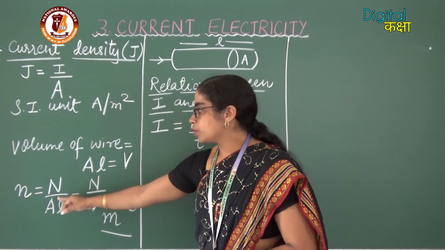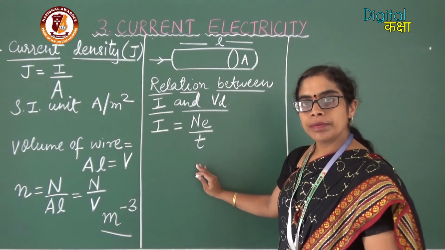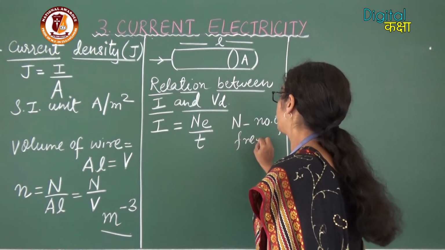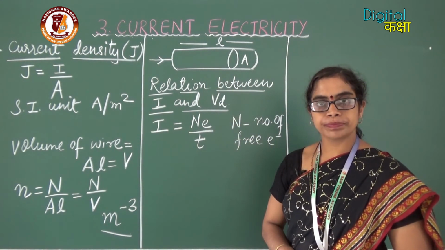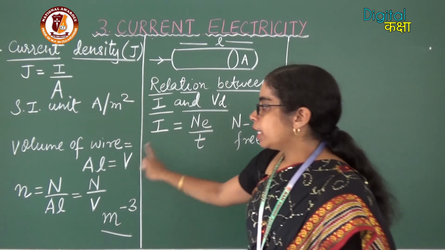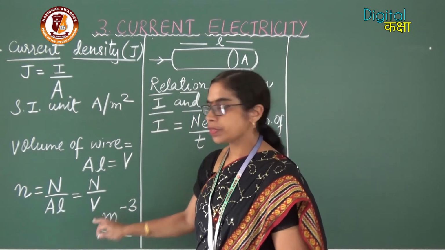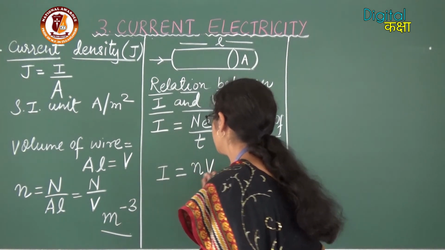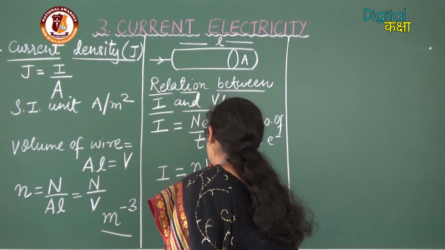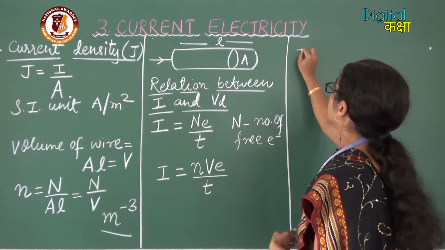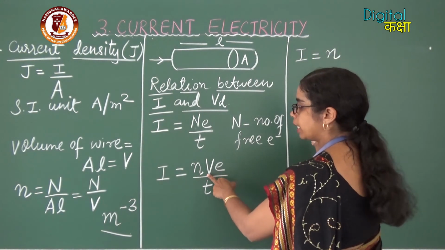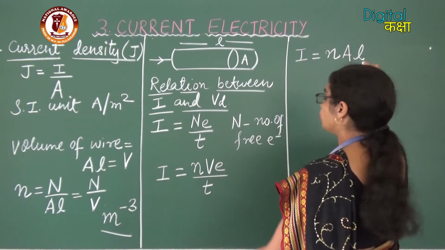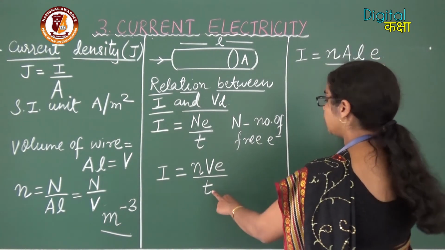Now, how do we use this concept of number density in this formula? Here capital N is representing the number of free electrons which are present in the wire. I can express this capital N in terms of this small n. In that case, capital N can be written as small n into V into e upon t. Further, in place of V, I can write the given dimensions of the wire, that is A into L, e as it is, divided by t.